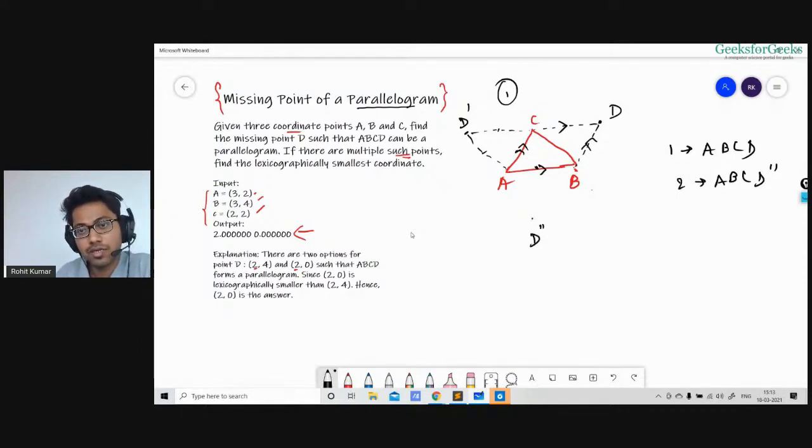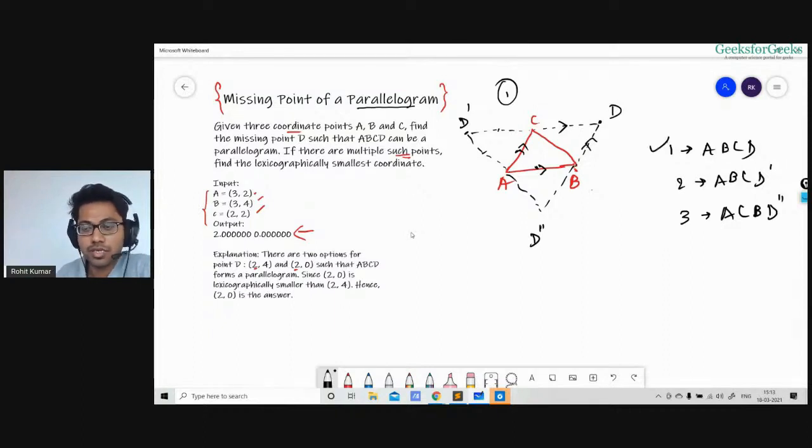D double dash over here. Then I can have one more point over here. Okay, I know this is not looking exactly parallel, but I hope you understand the intuition behind this, right? That again, my third parallelogram will become ACB double dash. Okay, this is a typo. This should be single dash.